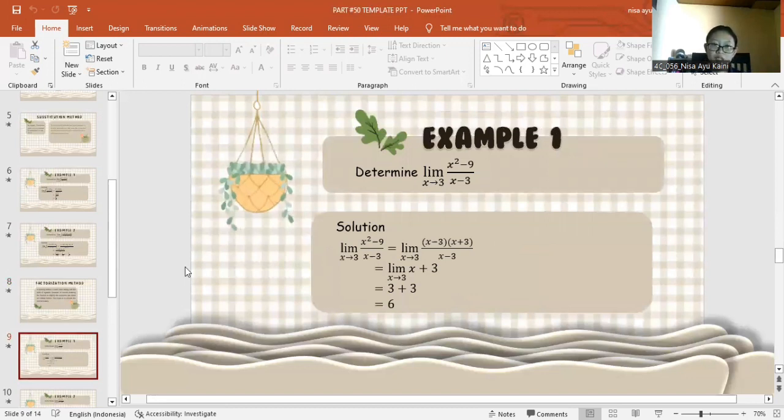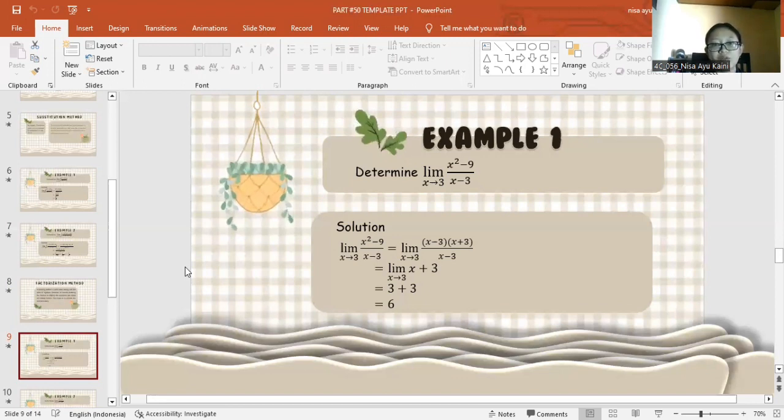Example 1. Determine the limit as x approaches 3 of x squared minus 9 all over x minus 3. The solution is step 1. Simplify this function if possible. Notice that the numerator x squared minus 9 is a difference of squares, which can be factored as x minus 3 multiplied by x plus 3. The denominator is already in factored form.